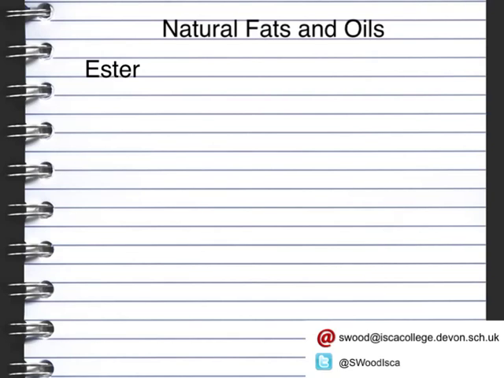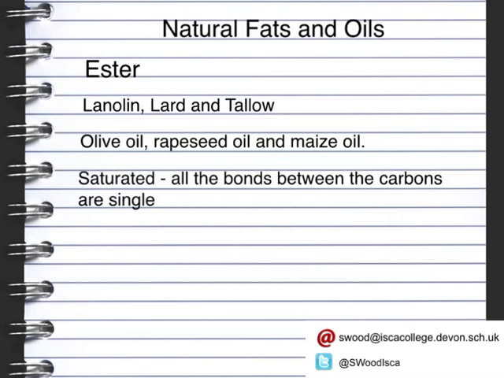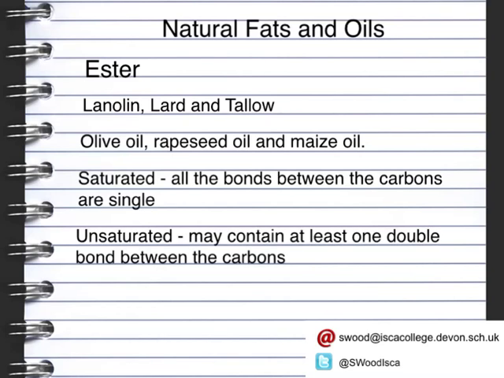Some examples of animal oils are lanolin, lard and tallow, whereas plant oils include olive oil, rapeseed oil and maize oil. Fats and oils can be both saturated and unsaturated. Saturated means that all the bonds between the carbon atoms are single bonds, whereas if they're unsaturated, they contain at least one double bond between two of the carbon atoms.